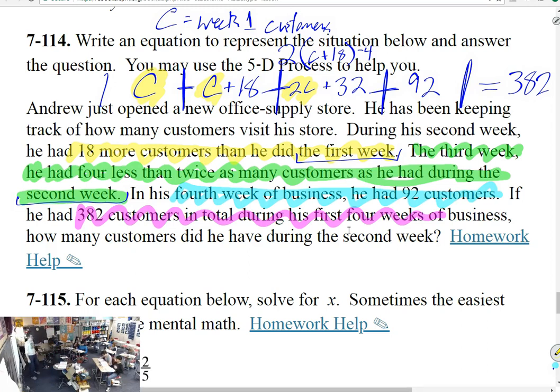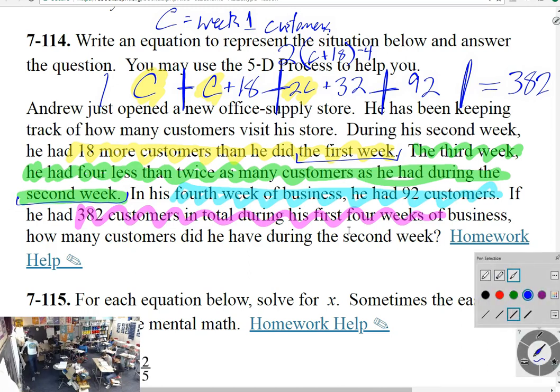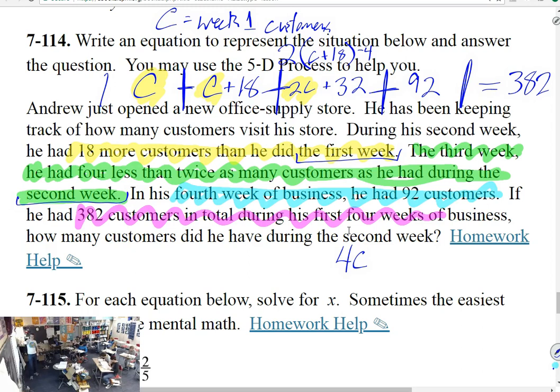So if I look at like terms to group, C, C, 2C, no C's, I end up with 4C. Are you with me on how I got my 4C? No's are great. I appreciate the no's. 18, 32, 92. I'm going to put the 18 with the 92, make 110, 142 equals 382, and from there we're just solving the equation using those balance rules.